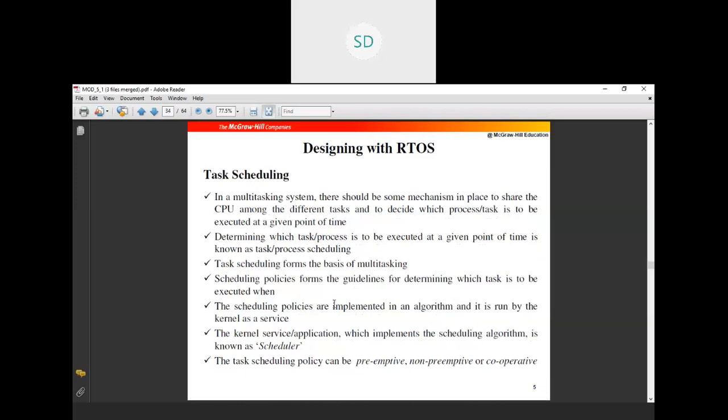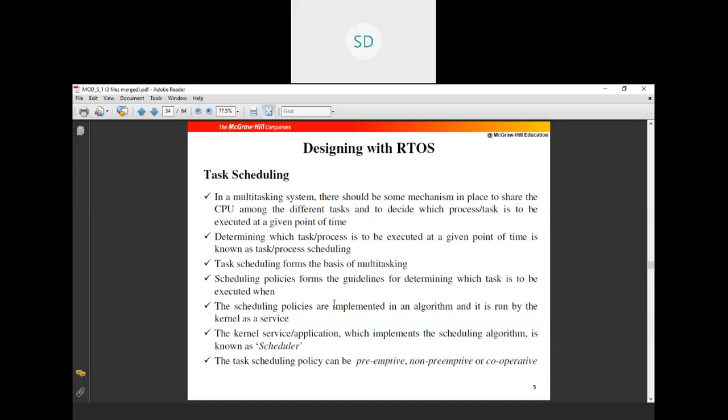That is, at a given point of time in a ready queue, there may be different tasks. Now, as we know, we have only one CPU, so the CPU has to be shared. That sharing of the CPU among the tasks in the ready queue is known as task scheduling. Determining which task or process is to be executed at a given point of time is known as task or process scheduling. Okay, so this is the basis of multitasking.